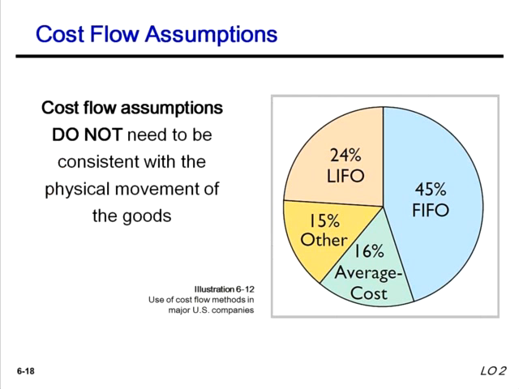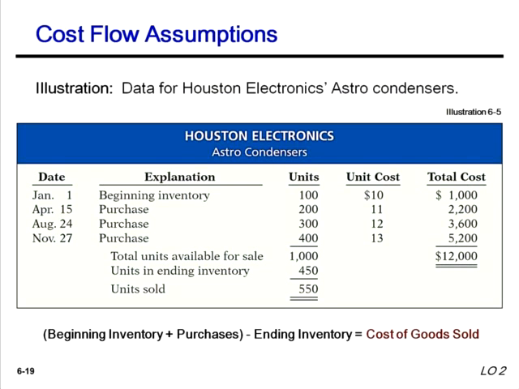All right. The next slide shows you, based on an average, the percentage of companies that use each of the different cost flow assumptions or cost flow methods. So 45% use FIFO, 24% use LIFO, 16% average cost, and 15% other. Now we know that specific identification is included in that other, but we don't know what else could be.